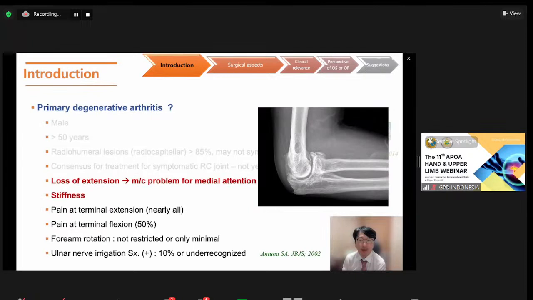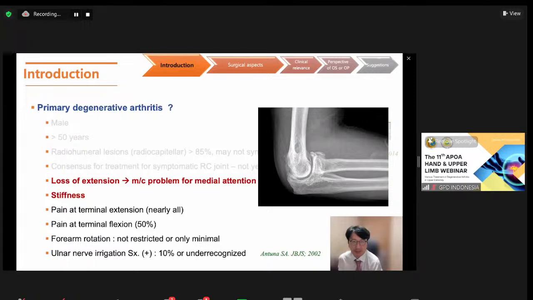The most troublesome symptom is the loss of extension, and the interesting thing is that the patient usually does not feel pain during the range of motion. The patient feels pain at the end of extension and at the end of flexion. At these two points the patient feels pain, which is defined as terminal pain at extension and flexion. And usually forearm rotation is well preserved.